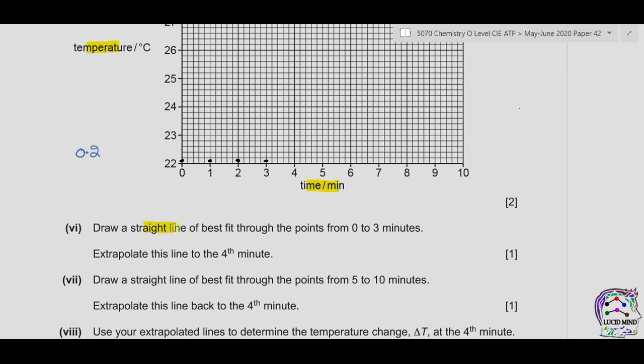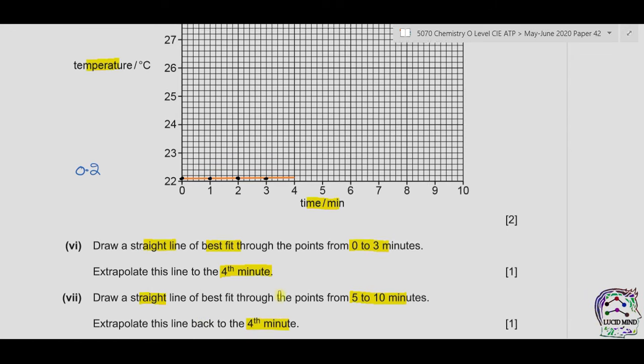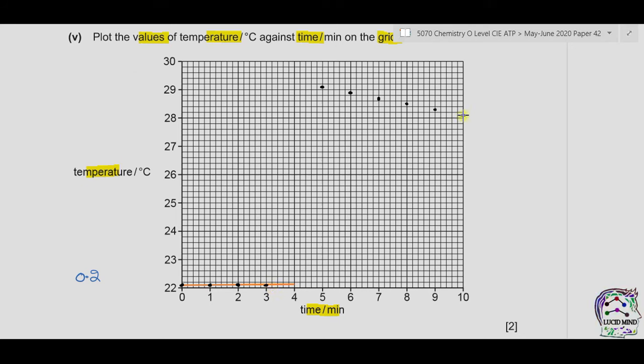Part 6: Draw a straight line of best fit through the points from 0 to 3 minutes. So we have to draw this straight line. Extrapolate this line to the 4th minute. Now this is the line obtained from 0 to 3 minutes, extrapolated to 4 minutes. Part 7: Draw a straight line of best fit through the points from 5 to 10 minutes. Extrapolate this line back to the 4th minute. Let's draw the line. This is the line that is obtained and we have extrapolated it to the 4th minute.